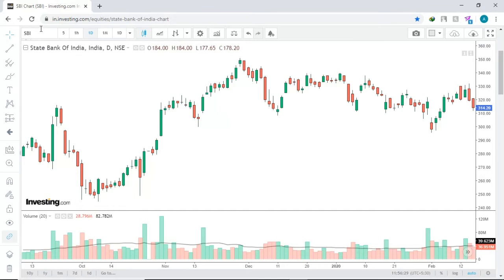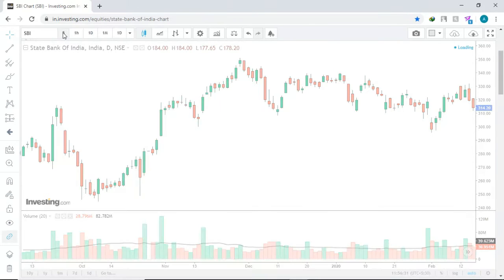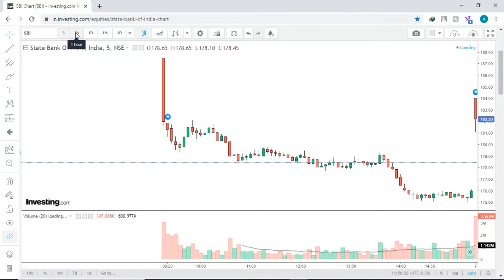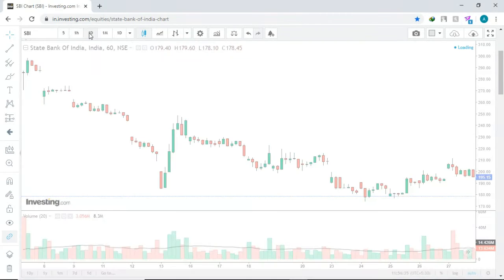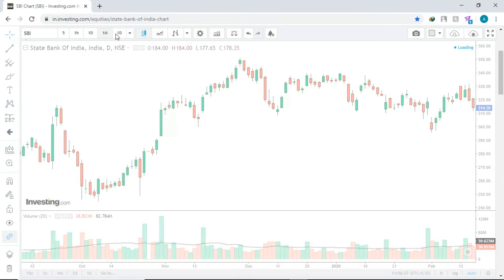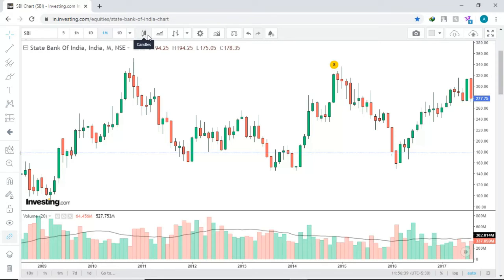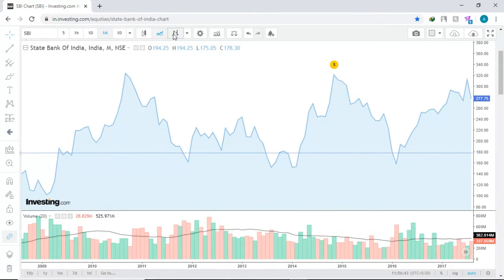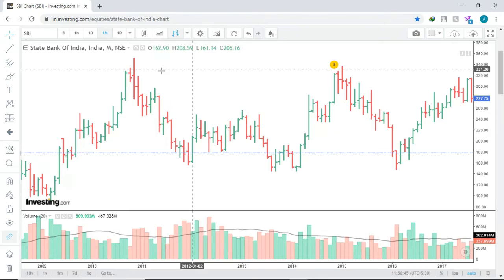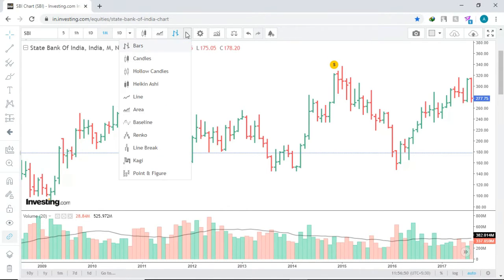Here you can see these are the days, like 5 minutes. You can set the graph for 5 minutes, 1 hour, 1 day, 1 month. You can set it for anything. These are candles. This is area. This is bars. It will be like this, the graphs. But these are pretty complicated to read and it's very hard.